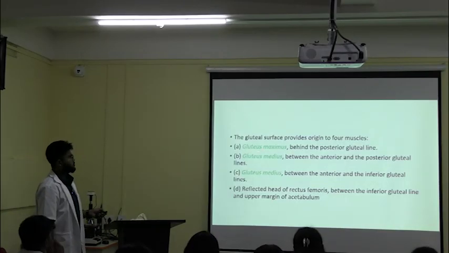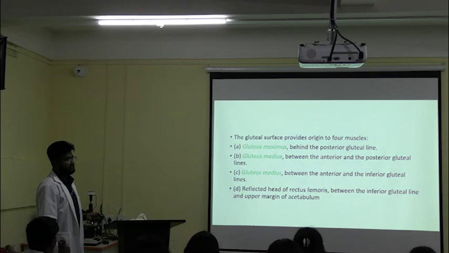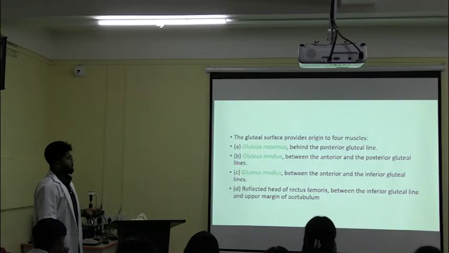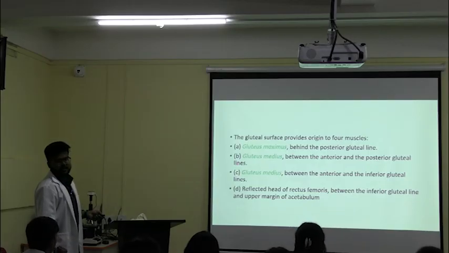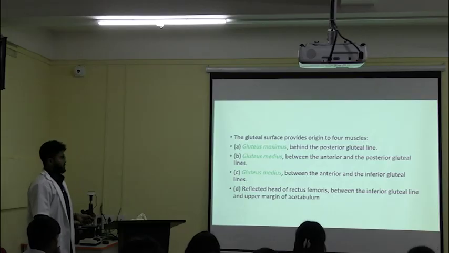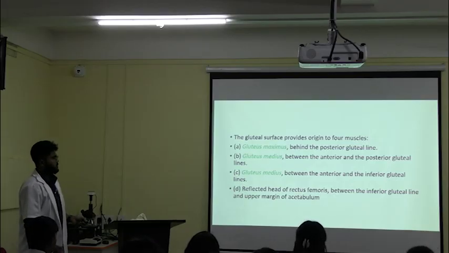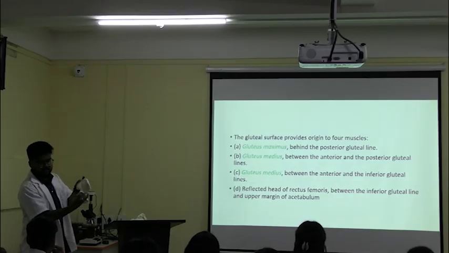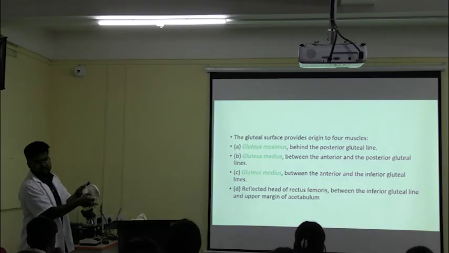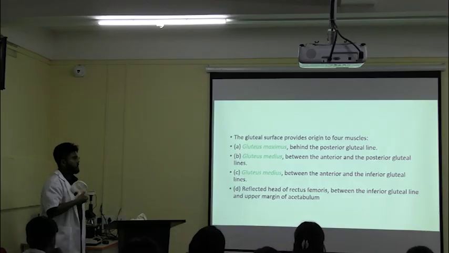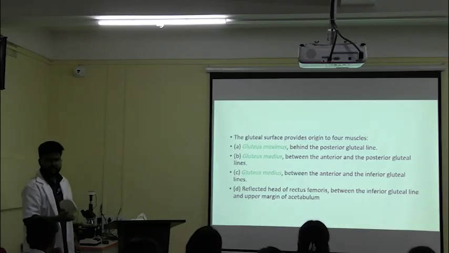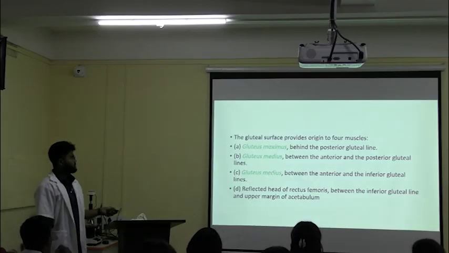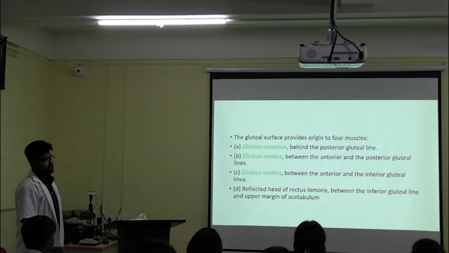Here you can see that the gluteal surface provides origin for four muscles: gluteus maximus behind the posterior gluteal line, gluteus medius between the anterior and posterior gluteal lines, gluteus minimus between the anterior and inferior gluteal lines, and the reflected part of the rectus femoris between the inferior gluteal line and the upper margin of the acetabulum. This is the acetabulum. This is gluteus minimus, not medius.